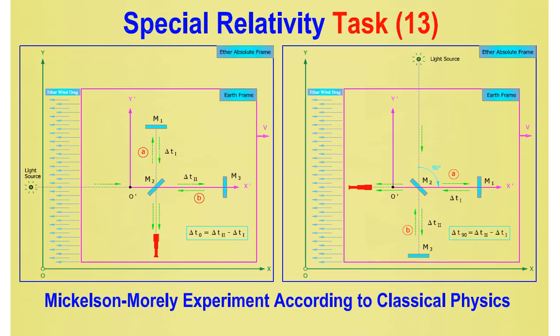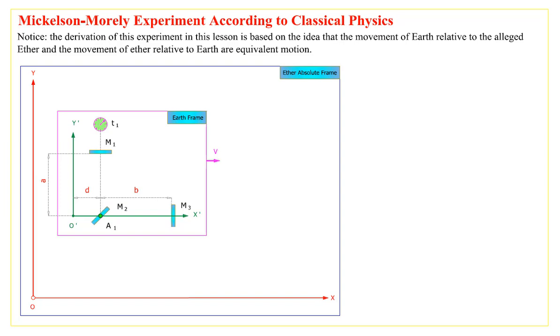Special relativity. Michelson-Morley experiment according to classical physics. Notice: the derivation of this experiment in this lesson is based on the idea that the movement of Earth relative to the alleged ether and the movement of ether relative to Earth are equivalent motion.